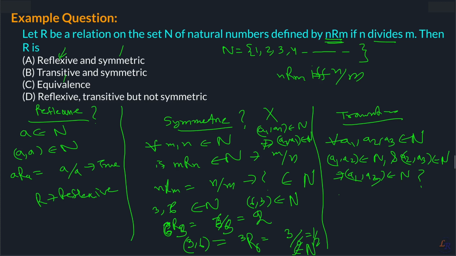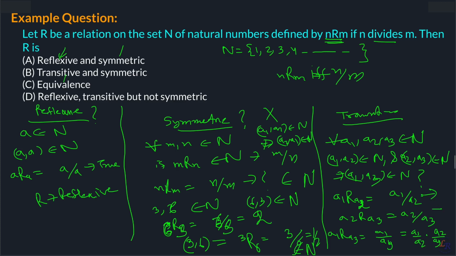Okay, so let's see. If I write a1 or a3, it means a1 divides a2. If I write a2 or a3, it means that a3 divides a2. Okay, so now check. If I write a1 or a3, I can write it like this: a1 by a3. It can be written as a1 by a2 times a2 by a3. This is true because those conditions are already given.